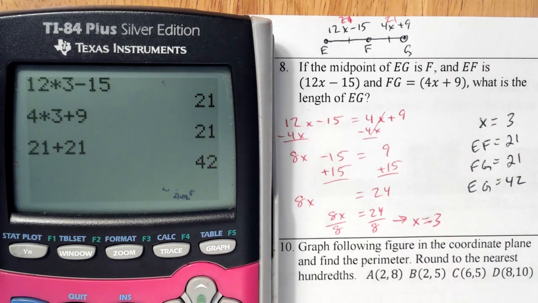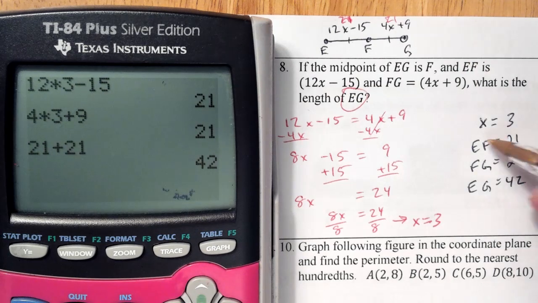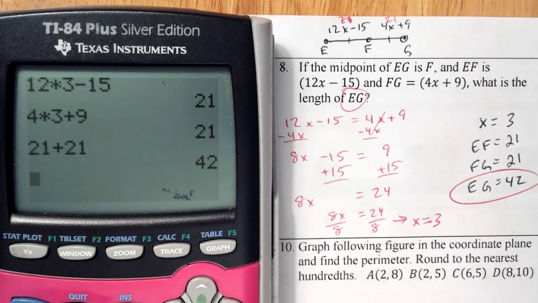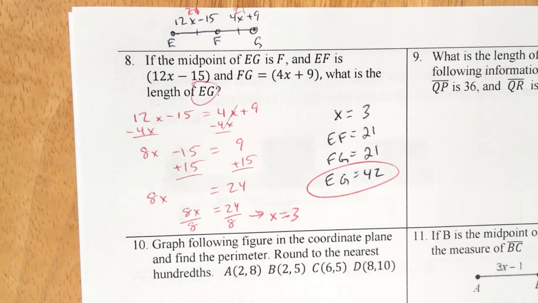Now I'm ready no matter what they ask me. I already know I'm totally correct. Now I just have to pick out which one they want. They wanted EG, and the answer was 42. Awesome. All right, let's keep going. And that right there was the answer to number 8.